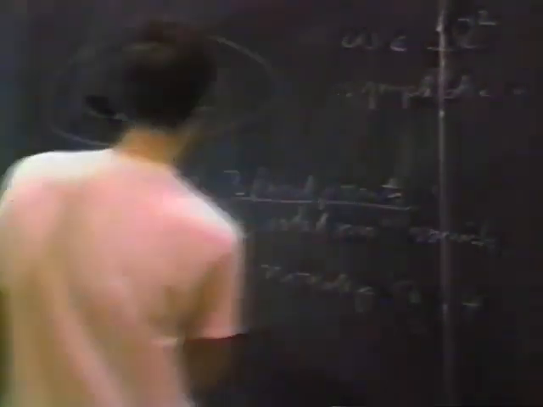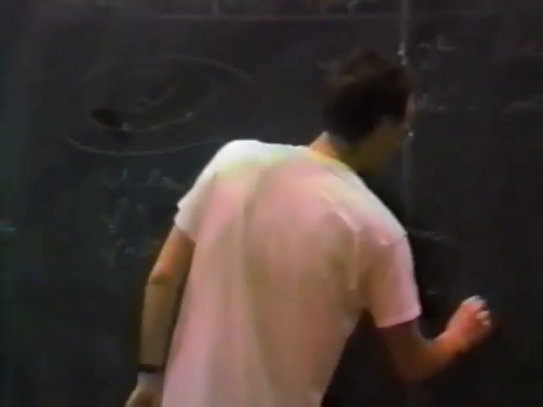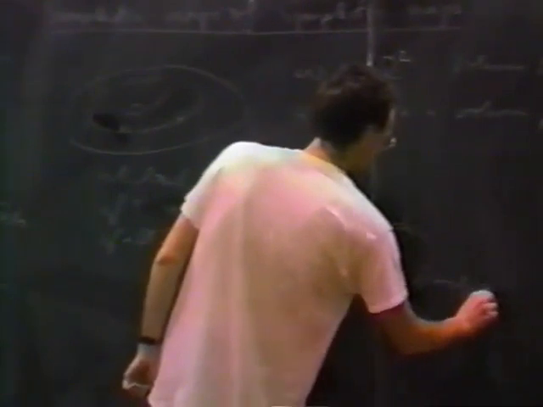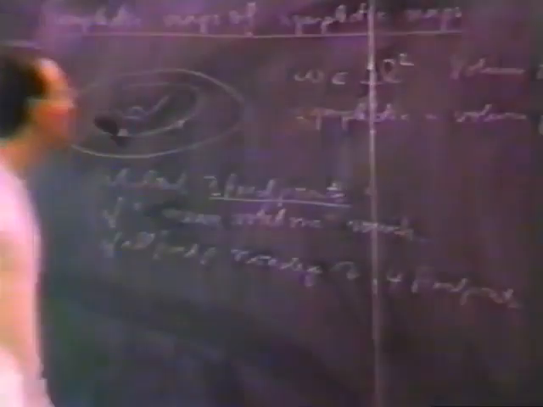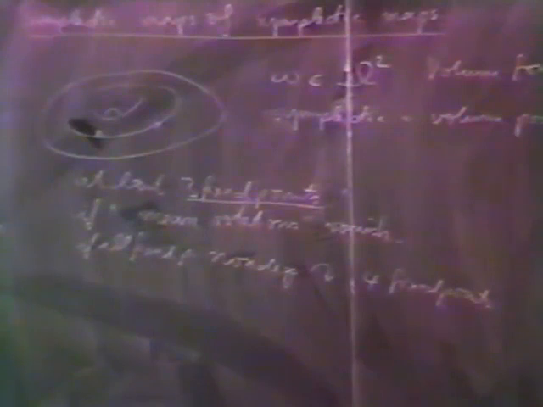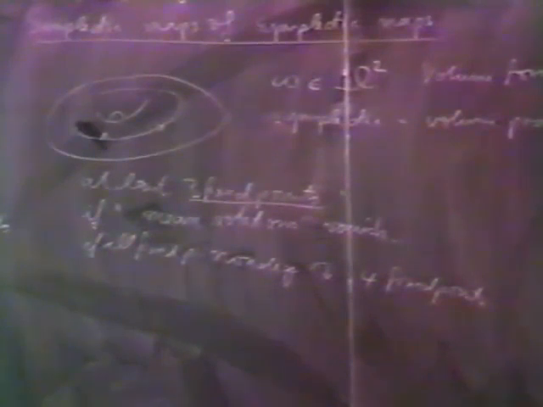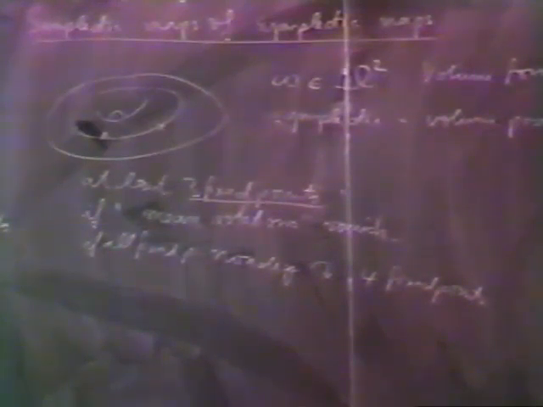Then I even get 4 fixed points. Again, this is the number of critical points of a Morse function, which has only non-degenerate critical points. So that's the Arnold conjecture in this case? No, this is the Arnold conjecture in this case.